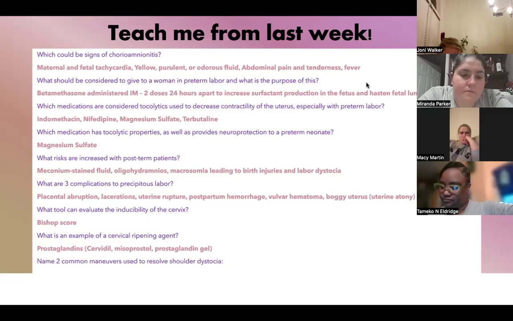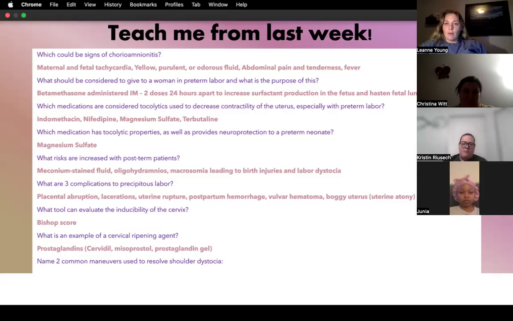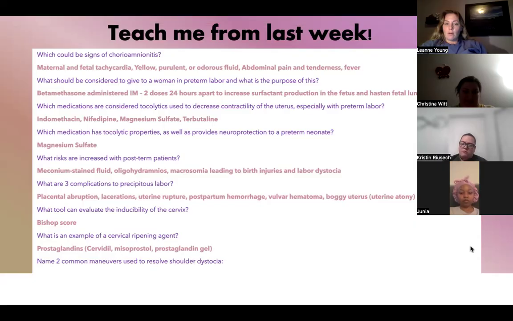Name 2 common maneuvers used to resolve a shoulder dystocia. The Gaskin. Yeah, there, so that should probably say 3, because that is correct. That's your hands and knees position. I know the McRoberts. And then the last one is just suprapubic pressure.